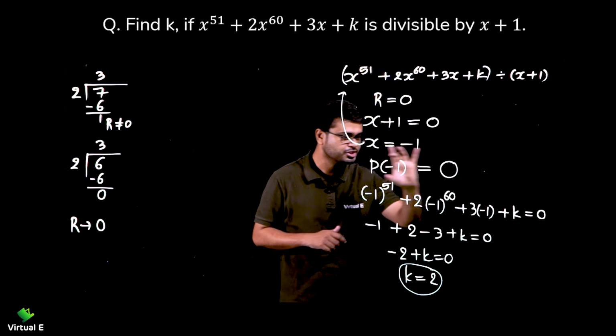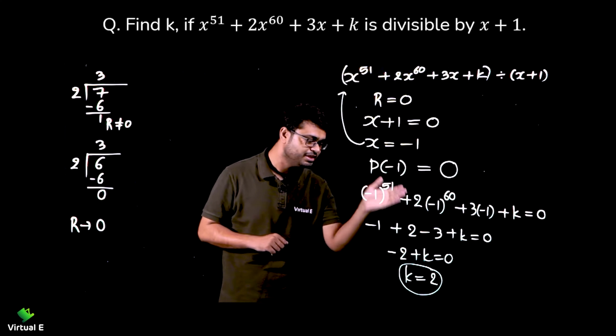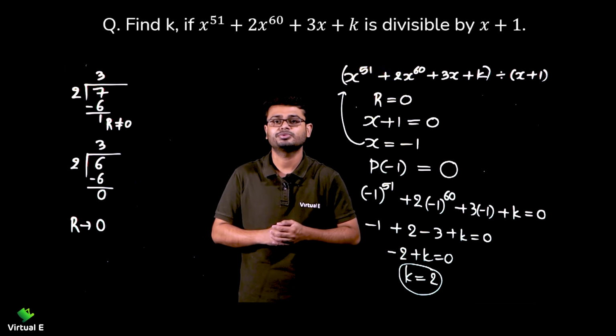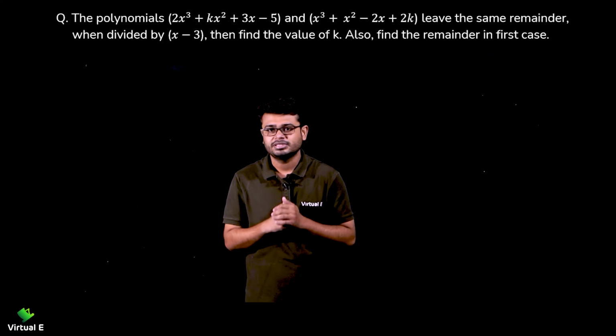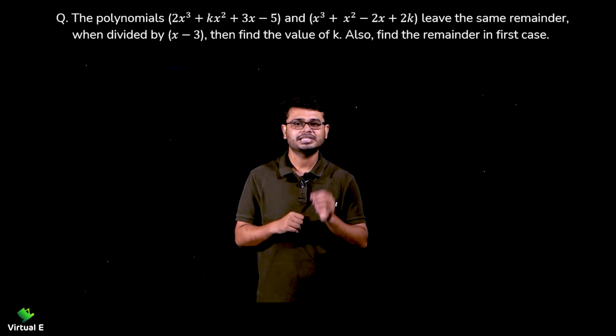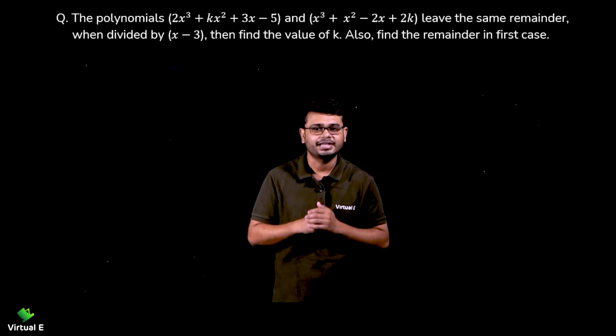This is the most important part of this sum. If you can understand, then only it will be easy for you to get the value of k. Now let's discuss another question. Let's discuss the case with two polynomials. Previously we discussed the case with only one polynomial. Now we are going to discuss the case with two polynomials and one unknown. Let's see how do we find that.